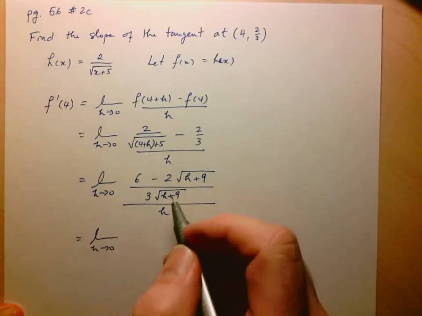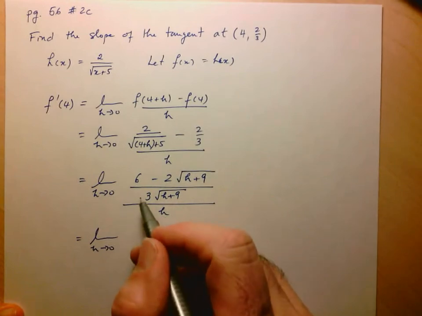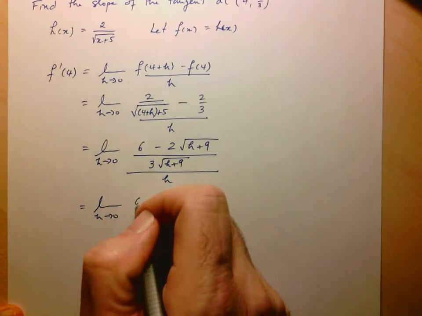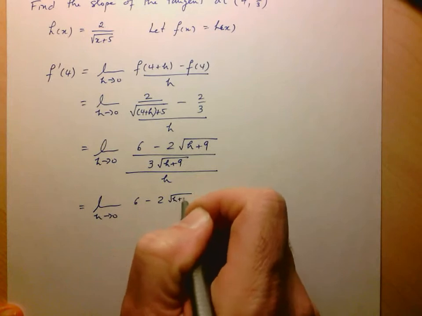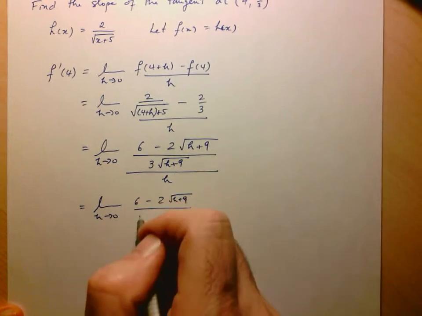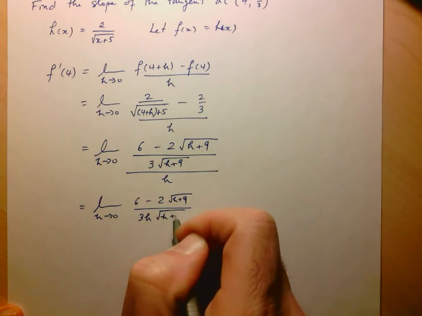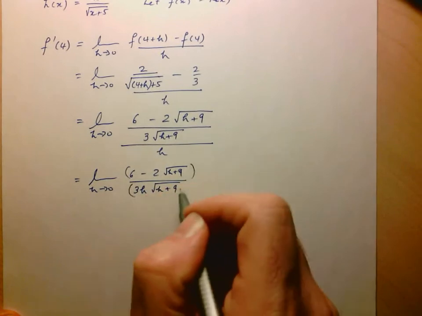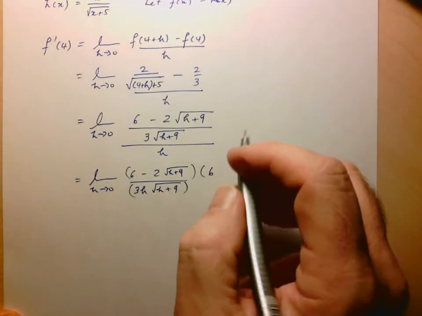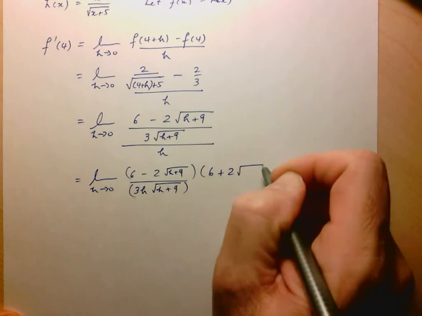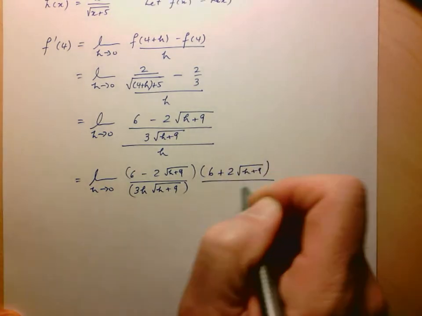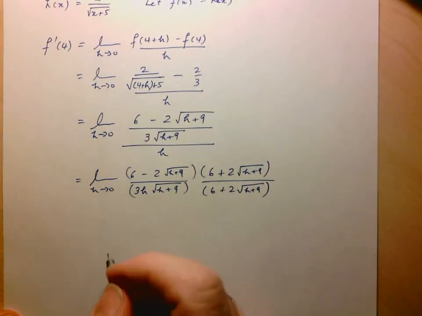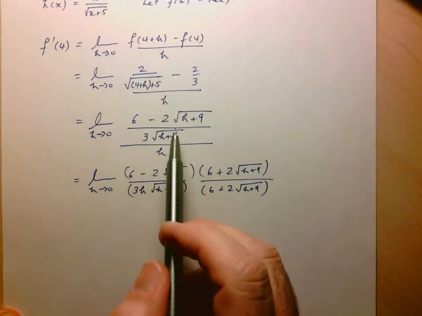So now I can carry this h into the denominator up here. So we've got 6 minus 2 times the square root of h plus 9 over 3h times the square root of h plus 9. And now in order to free this up, this is where I'm going to multiply numerator and denominator by the conjugate, so 6 plus 2 times the square root of h plus 9, and the same thing in the denominator. Notice I had to first write the numerator as a single fraction.